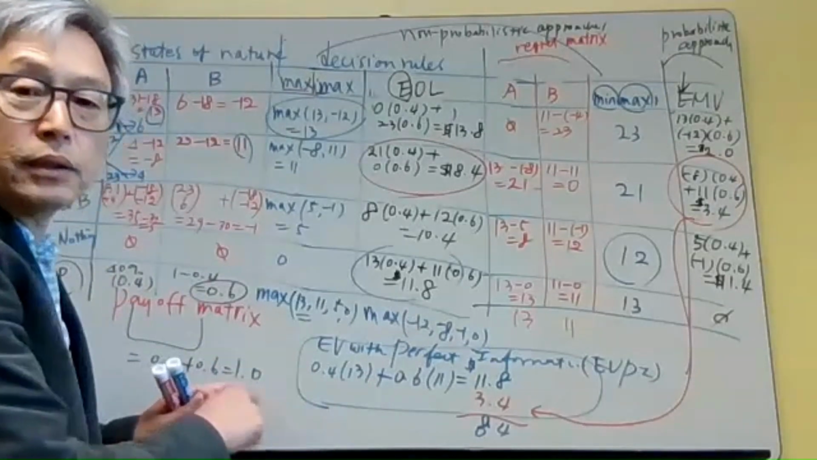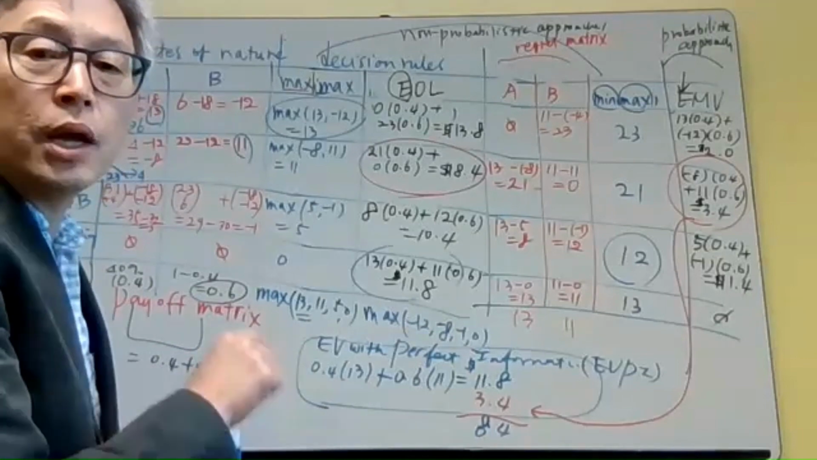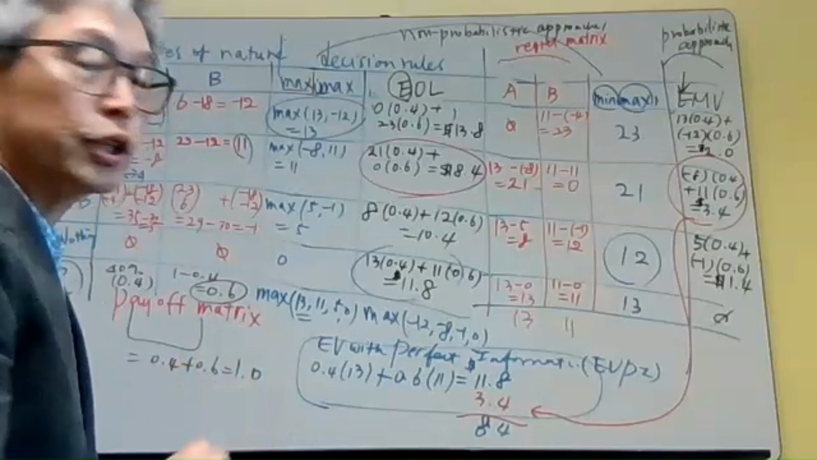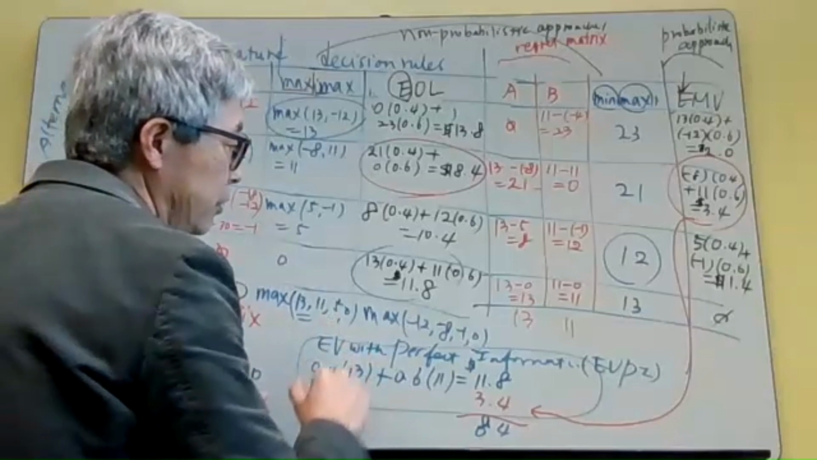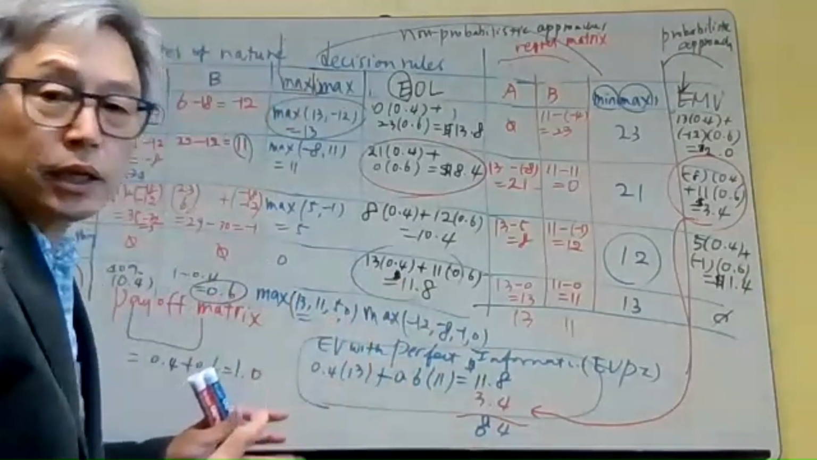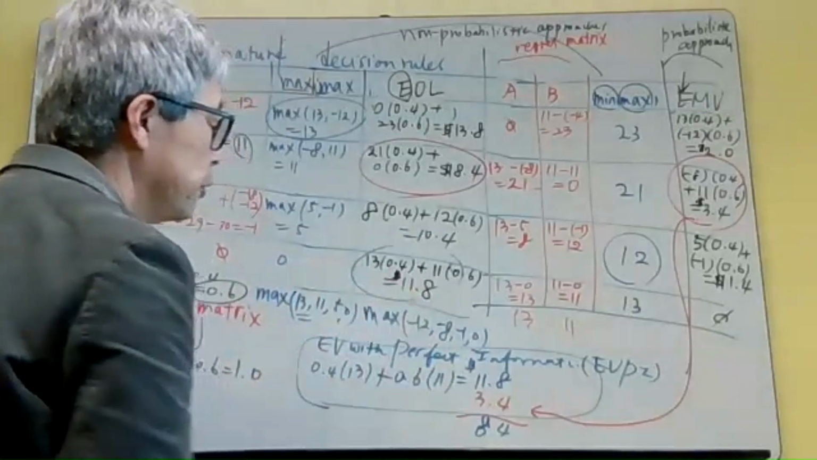So this expected value of perfect information is always equal to the minimum expected opportunity loss, because we're maximizing expected value and minimizing expected opportunity loss. So the outcome will be the same.